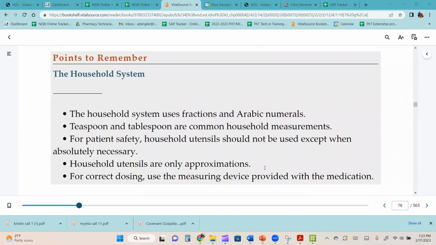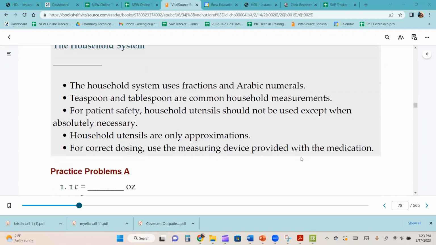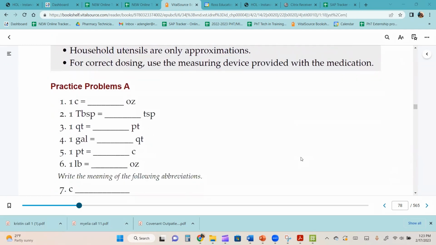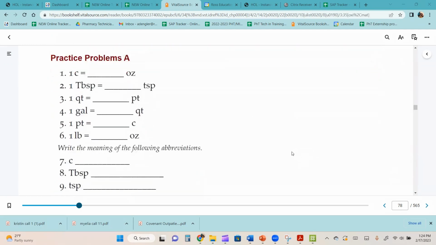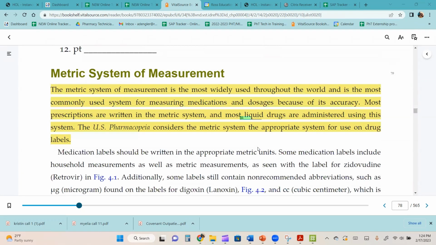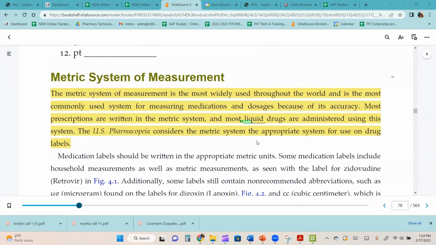So some points to remember. The household system, again, uses fractions and Arabic numerals. Teaspoon and tablespoon are common household measurements. For patient safety, household utensils should not be used except when absolutely necessary. Household utensils are only approximations. For correct dosing, use the measuring device provided with the medication. So there's some practice problems A that you can do for your own practice, but unless it's an assignment in Canvas, you do not need to complete it for grading.